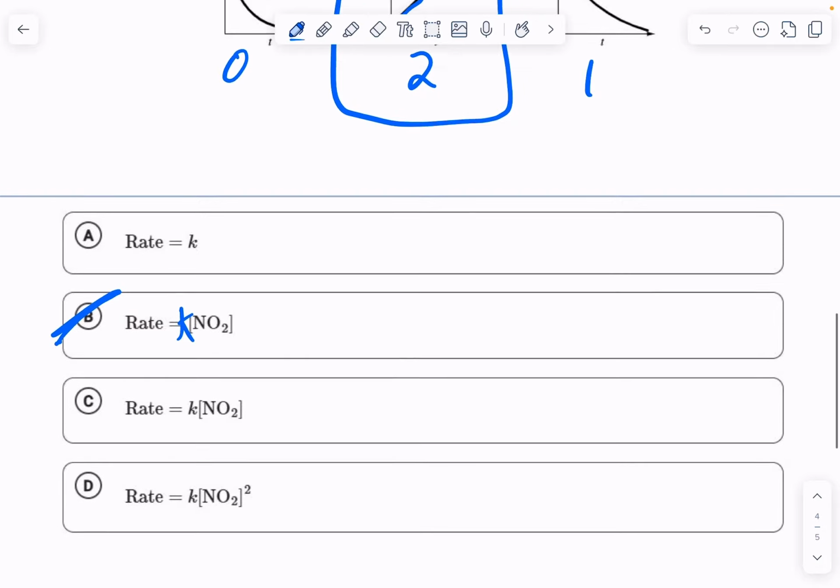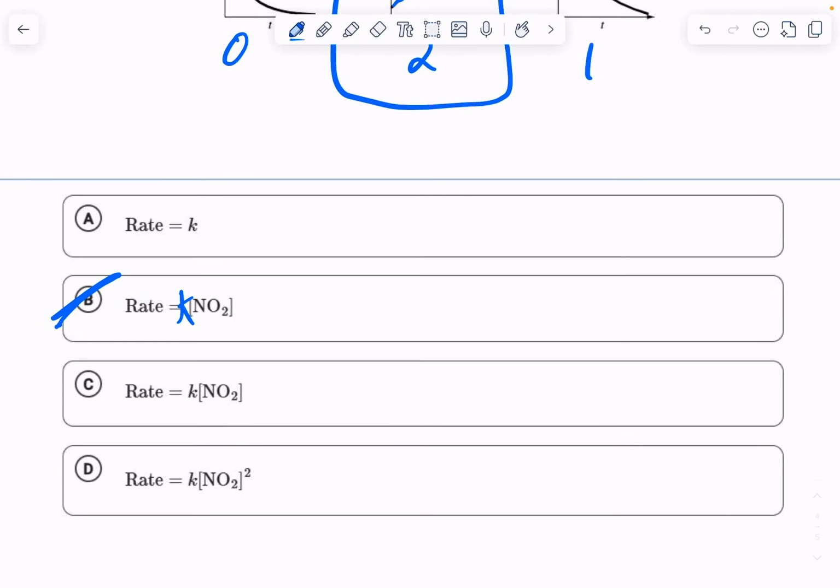So we're going to look down here and find the correct answer, and that would be D. D shows us that NO2 is a second order reactant. This one just shows us it's a first order reactant. This one's not any good because it forgot the k, and this would only be true if it was a 0th order reactant. So this answer is D. Hopefully that was helpful.